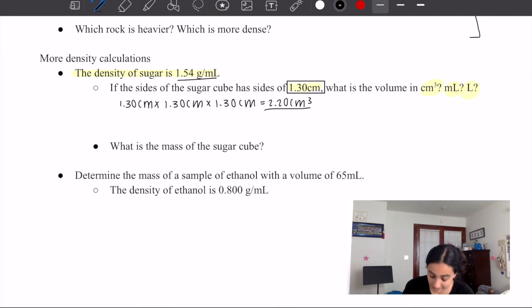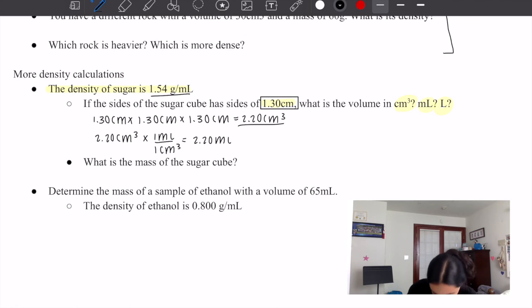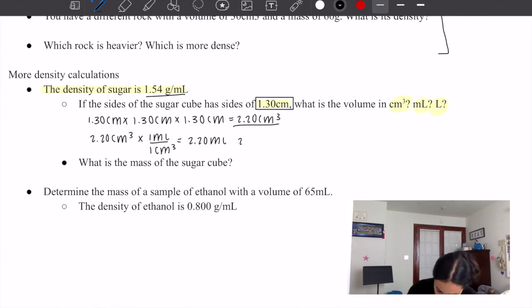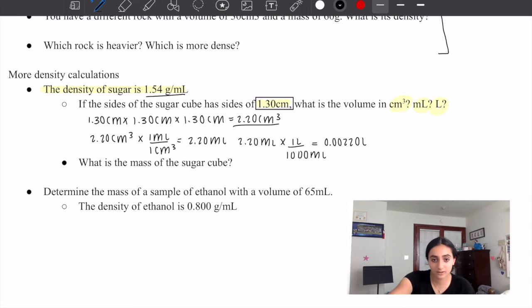However, before we find that mass, we need to convert our volume to milliliters and liters. So we're just going to do that. 2.20 centimeters cubed times 1 milliliter equals 1 centimeter cubed, which we already know. So we would get 2.20 milliliters. To convert to liters, we have 2.20 milliliters times 1 liter equals 1,000 milliliters. So you can just divide by 1,000 and get 0.00220 liters.